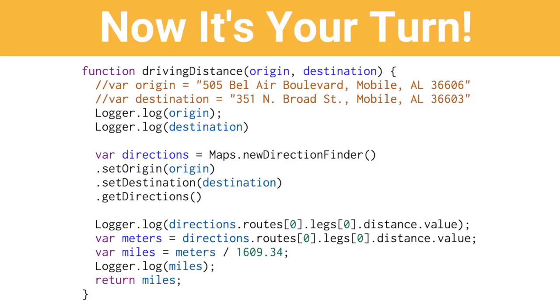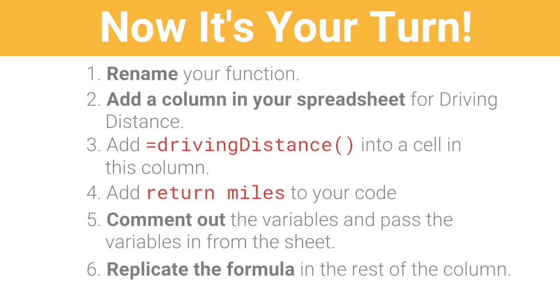Now it's your turn. Rename the function so you can use it in your spreadsheet. Add a column in your spreadsheet for driving distance. Add the formula to this column. Add return miles to your code. Comment out the variables in your code and pass them in from the spreadsheet instead. When your program works, replicate the formula in the rest of the driving distance column. When you've finished, move on to the next video to wrap up this activity.